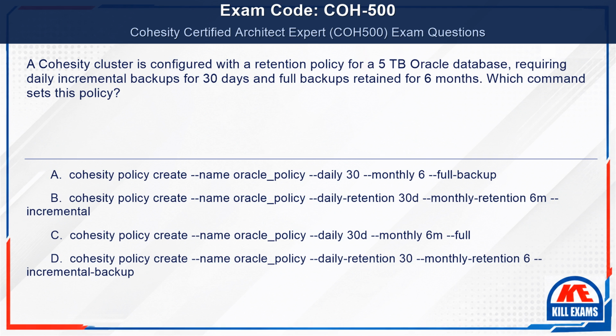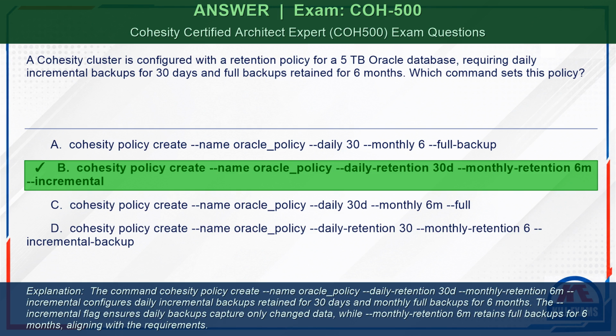Option B: Cohesity policy create name Oracle_policy daily retention 30D monthly retention 6 months, incremental. Option C: Cohesity policy create name Oracle_policy daily 30D monthly 6 months, full. Option D: Cohesity policy create name Oracle_policy daily retention 30 monthly retention 6 incremental backup. The correct answer is option B.